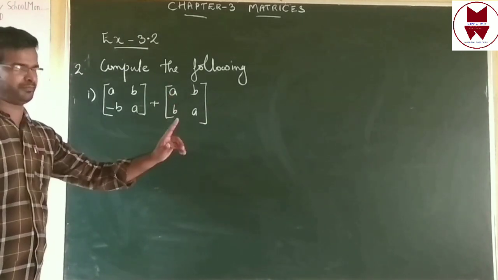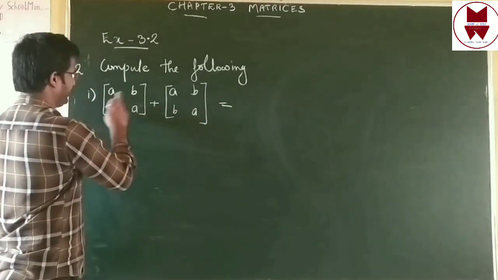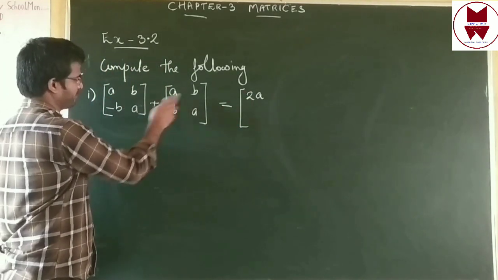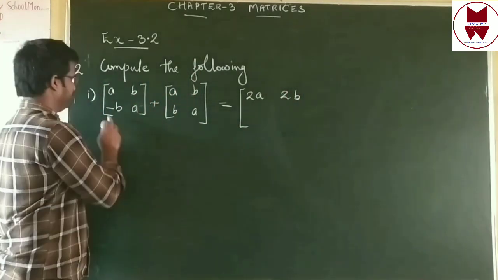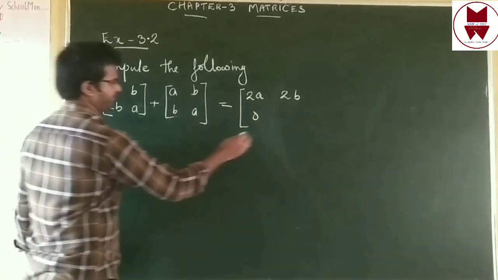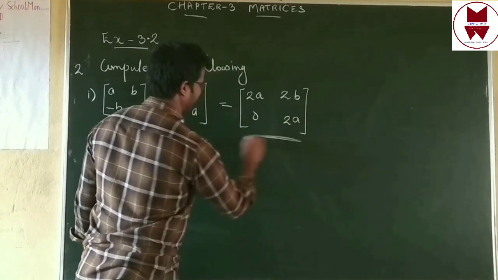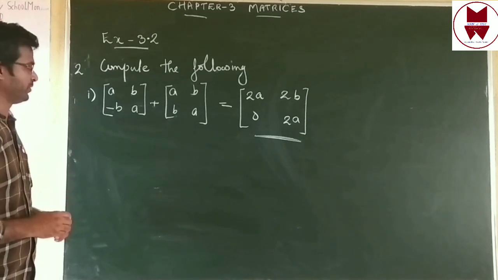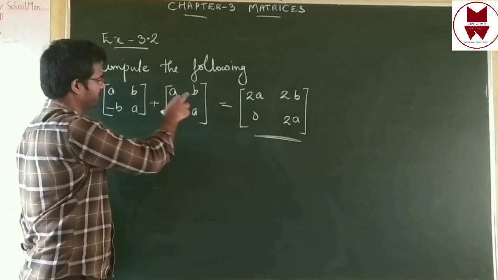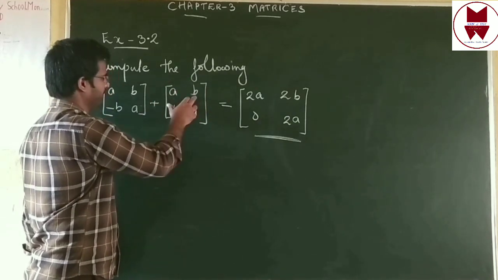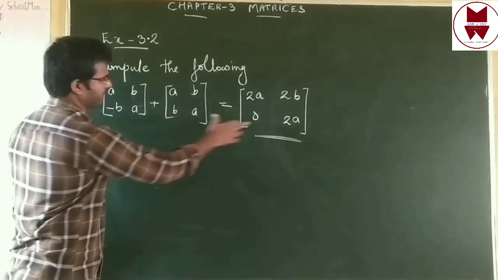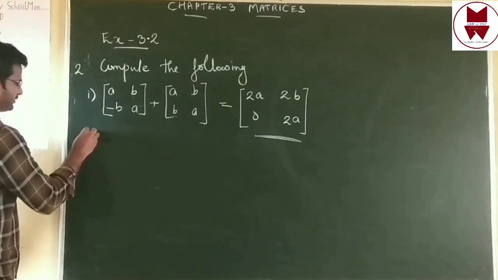the matrix AB, BA. We have to add; I think it is very easy. A plus A, 2A. Directly we can write A plus A is 2A, then B plus B, 2B. Then minus B plus B is 0. Similar terms, that's why A plus A is 2A. This is our answer. Add corresponding elements: A plus A is 2A; B in the first row, second column, and here also the first row, second column, B plus B is 2B; then minus B plus B is 0; A plus A gives 2A. That's our answer.